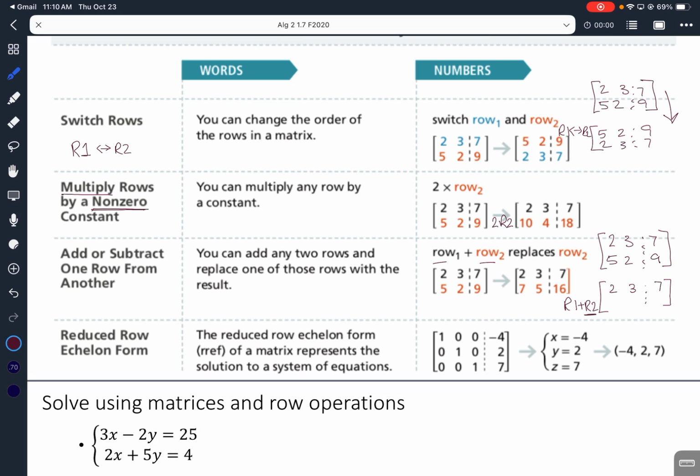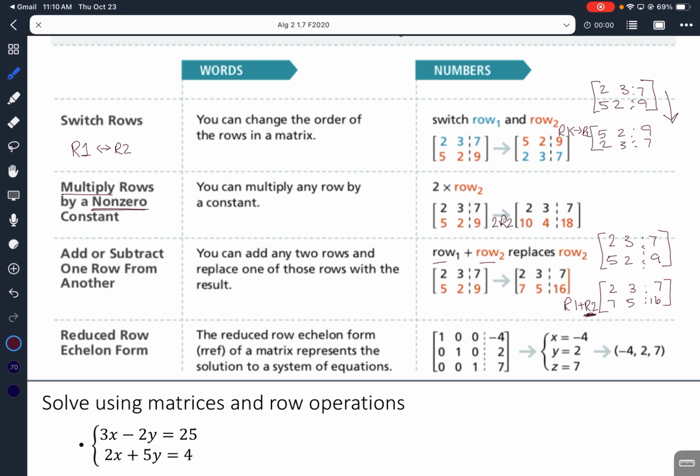So 2 plus 5 is 7. 3 plus 2 is 5. 7 plus 9 is 16. So we only change the second one. Only change row 2? Yep.